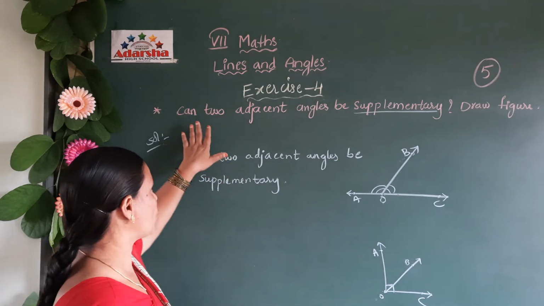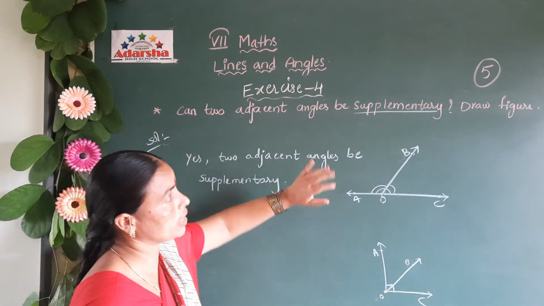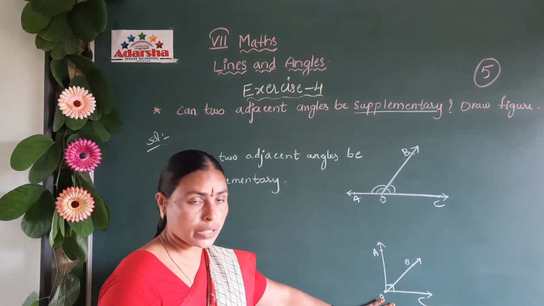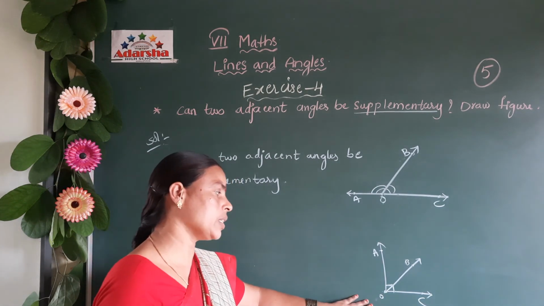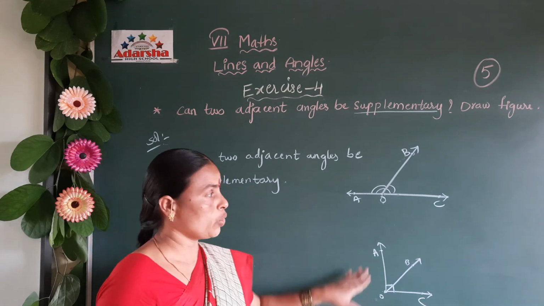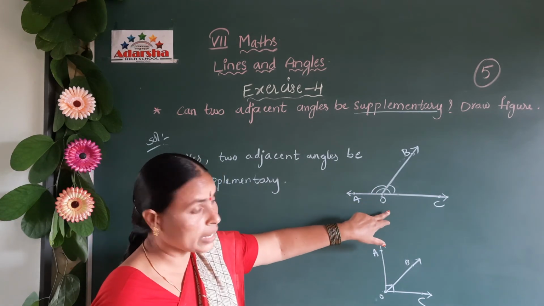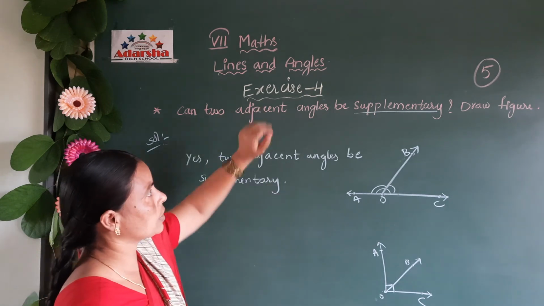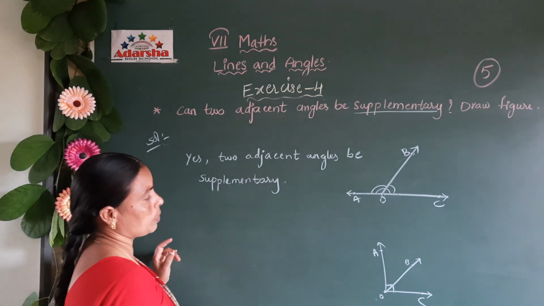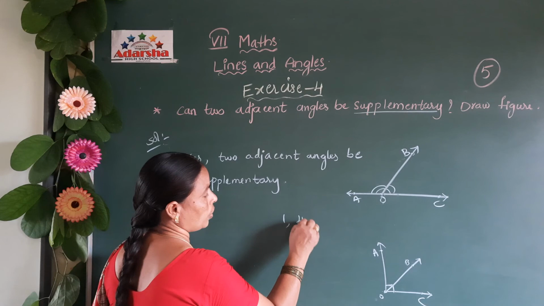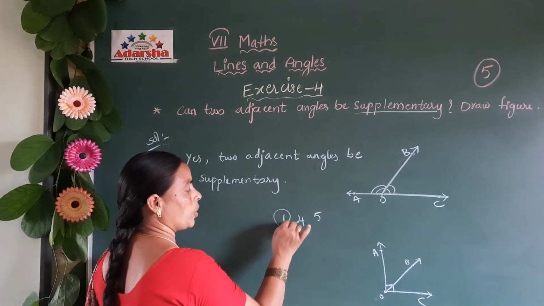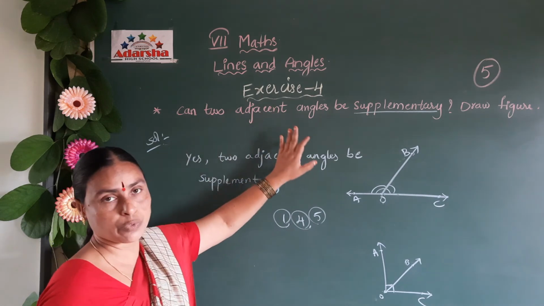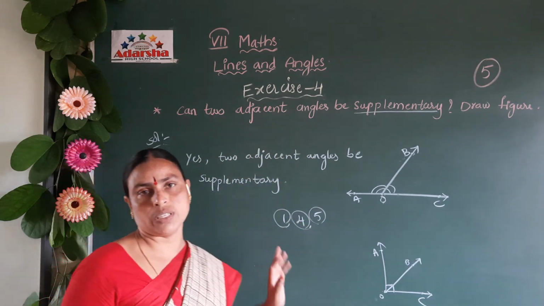If they give a question like this, can two adjacent angles be complementary? Draw figure. So this is the figure for adjacent angles and complementary angles. This is the figure for adjacent angles and supplementary angles. So in this exercise 4, the remaining problems are 1, 4 and 5. First problem, fourth problem and fifth problem from our exercise 4, you have to do yourself.